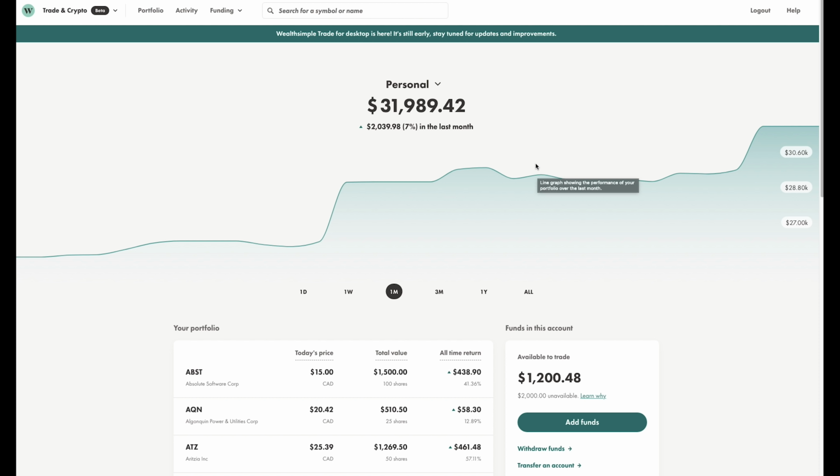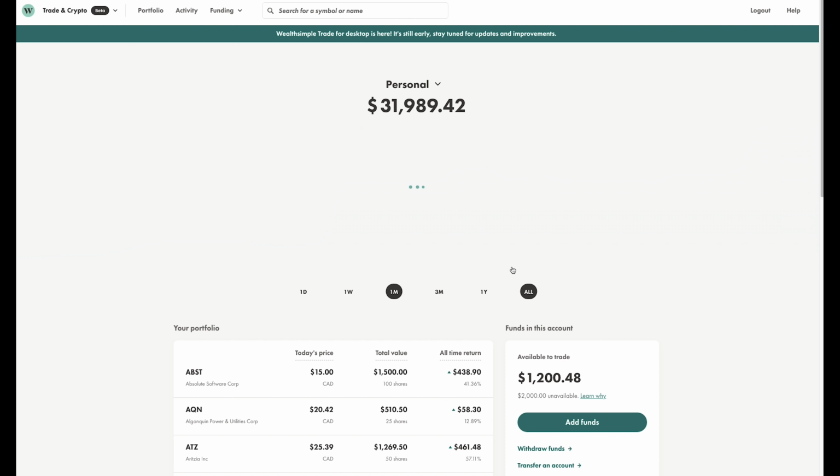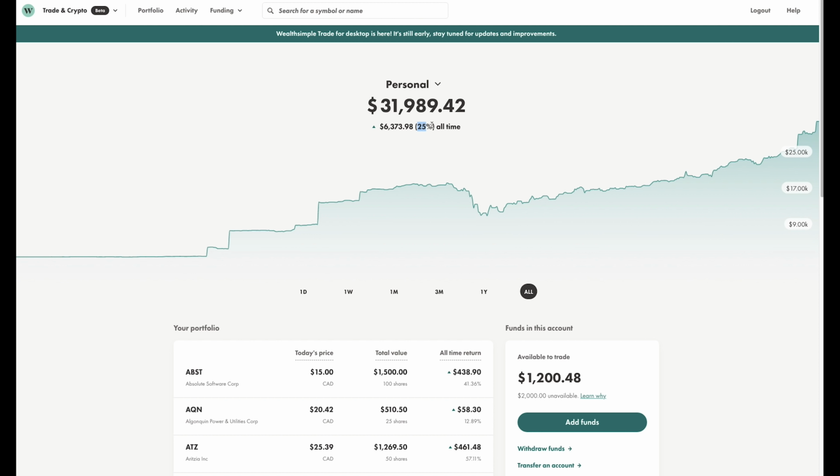Anyways, this is my Wealthsimple Trade portfolio. I have about $32,000 in the portfolio today. I'm up about 7% over the last month, and all time I'm up about 25%. Just note that I've been depositing money throughout the whole lifetime of this portfolio, which is why it's only up by 25%. If I had all the deposits, around $20,000 to $24,000, right at the beginning of the portfolio, it'd probably be up a little bit more.